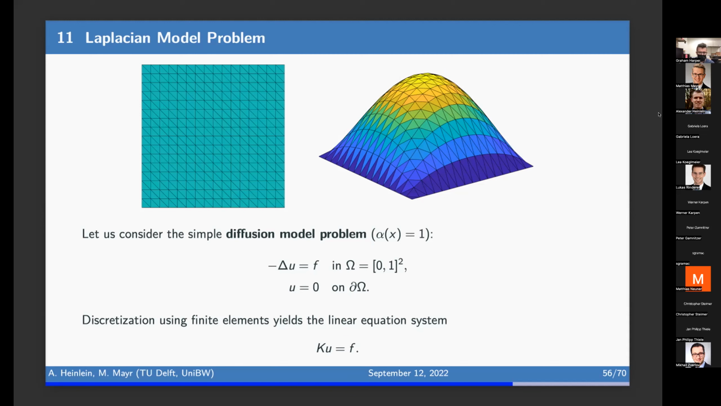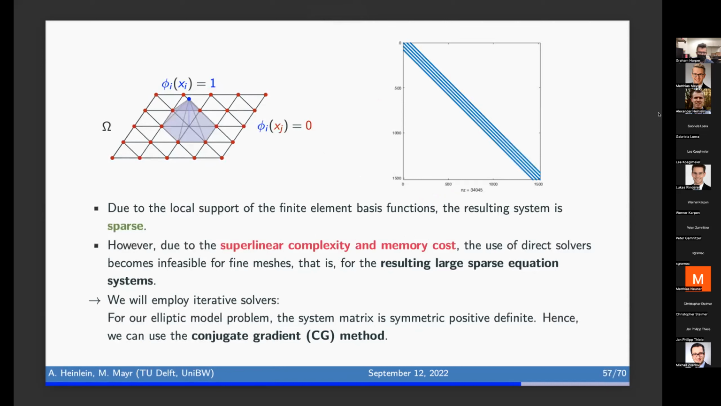And we're going to fix our boundary conditions to be 0. We're going to discretize it with finite element methods. And when we discretize it with finite element methods, ultimately what we end up with is a linear system of this form here. We're going to have this linear system Ku equals F. And with this Ku equals F system, we're going to then look at how we can solve it.